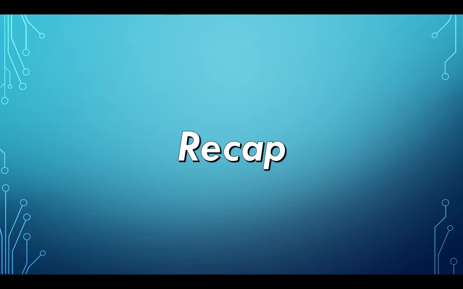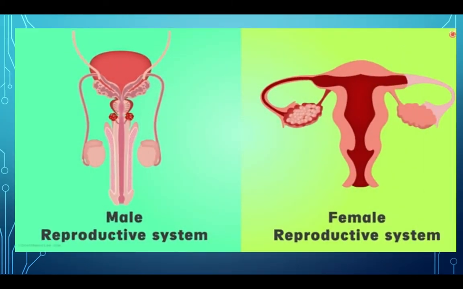So let us have a recap. Today we have discussed the male and female reproductive system. In the male reproductive system, there are a pair of testes, epididymis, vas deferens, then the ejaculatory duct, and then the penis. And three accessory glands are available: the seminal vesicle, the prostate gland, and Cowper's gland. These are the three accessory glands.